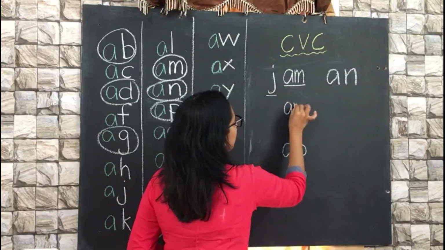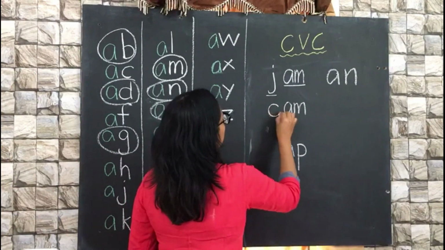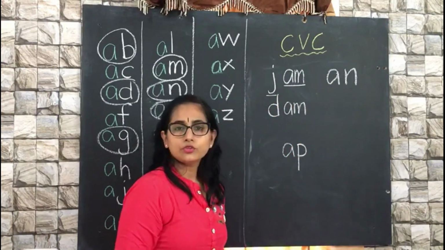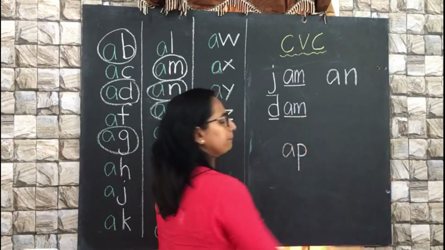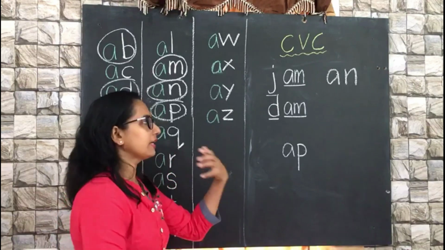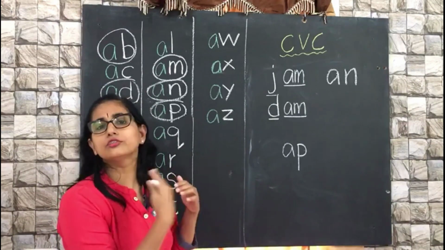Again ask your child to read it. Am. Join a consonant. A d, am. D, am. The continuous practice makes the concept of reading together clear to them.